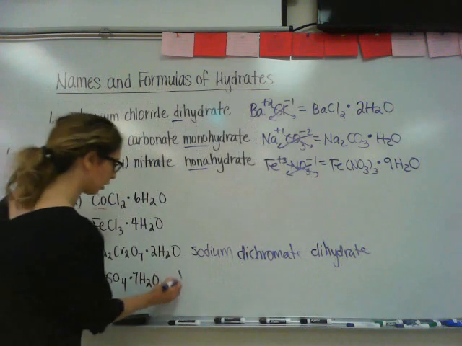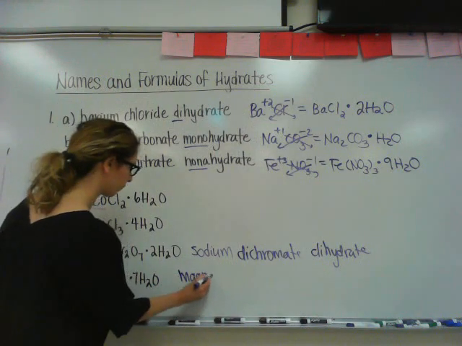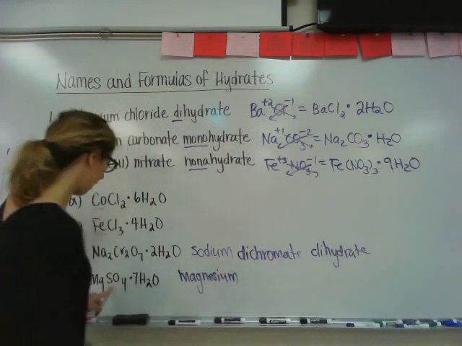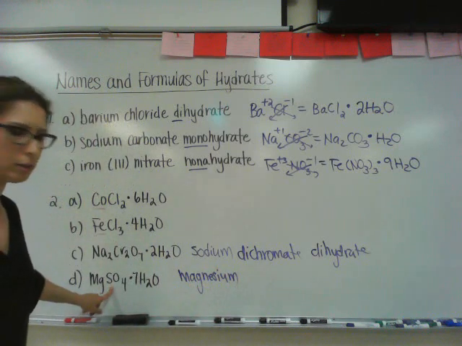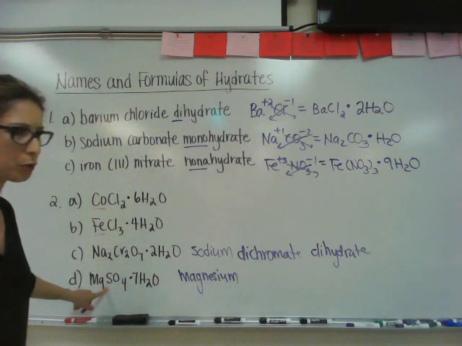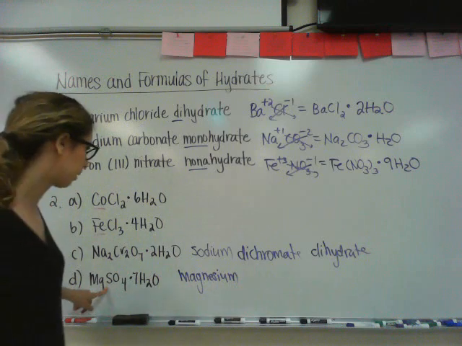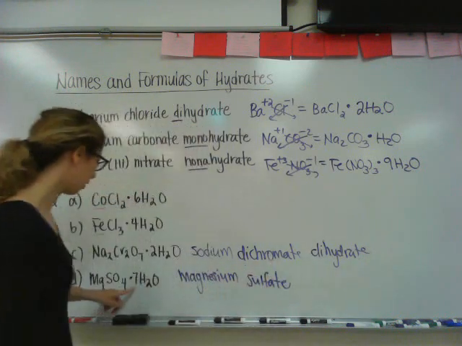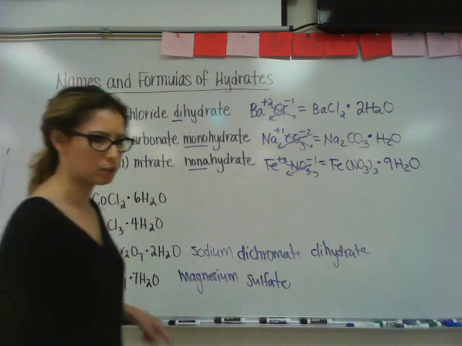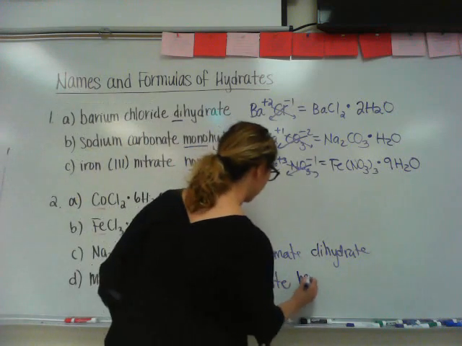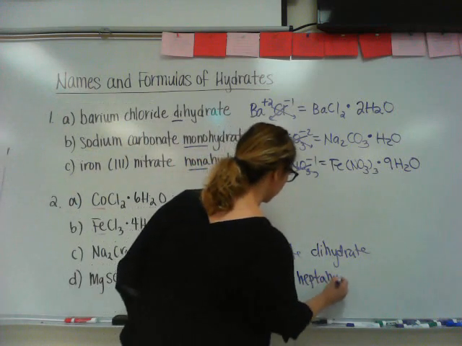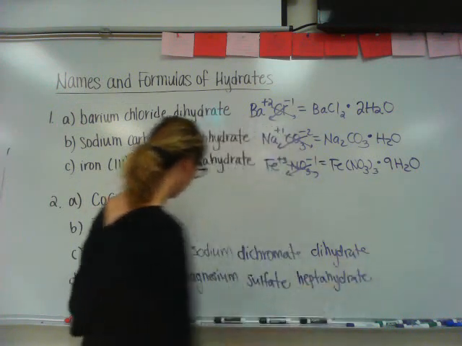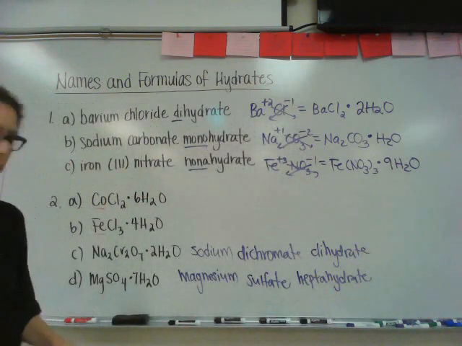Letter D, Mg is magnesium. SO4 is a polyatomic ion. This is oxygen attached to sulfur. You're using the 3443 numbering system. SO4 is sulfate. And then you have 7 waters attached. So this would be heptahydrate. Okay, heptahydrate is 1 word.